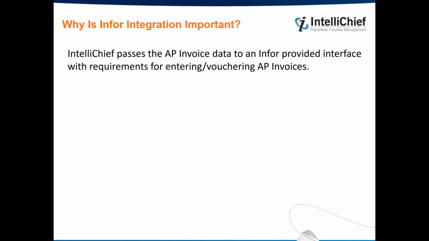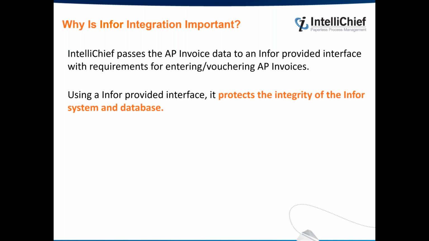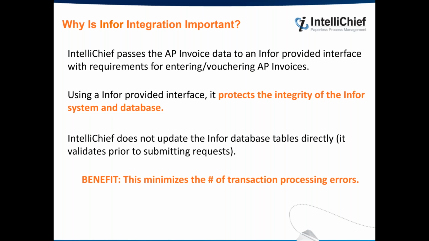Where we pass that AP invoice data, once we've validated that it's correct, through an interface with those ERP systems created for us, that ensures that the voucher that we're creating in the system is correct. And if it's not, it actually sends us back, communicates that information back to us so that a user knows that there's something that they have to look at. So all of our solutions have an Infor provided interface, and it protects the integrity, obviously, of the system and database that you're using. So we don't update the tables directly.